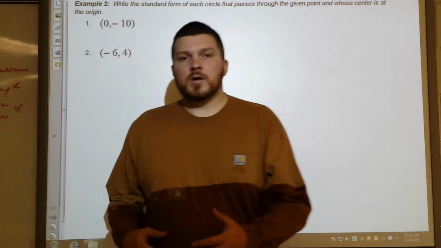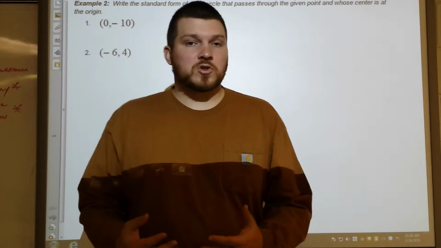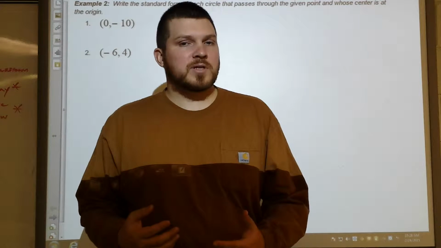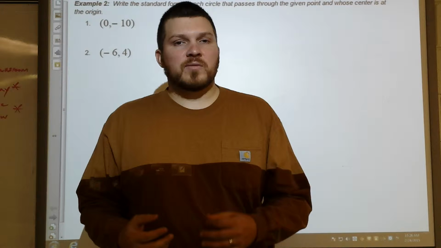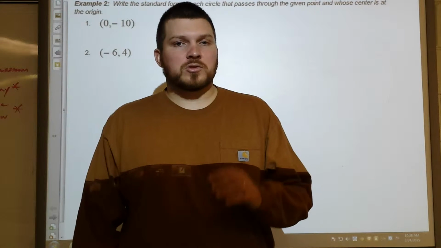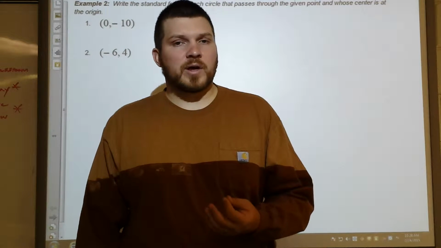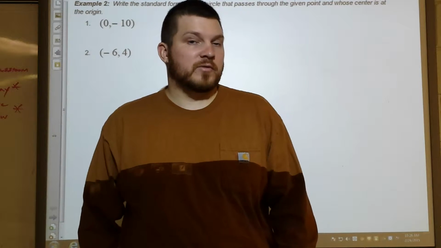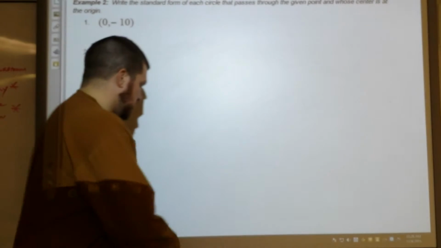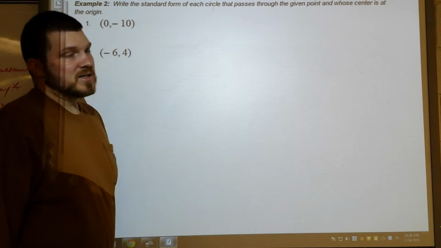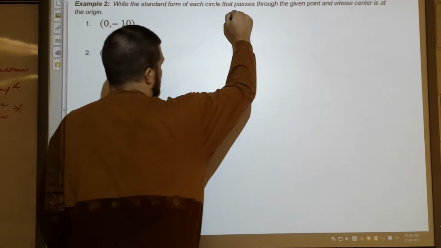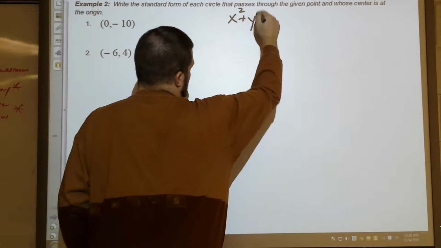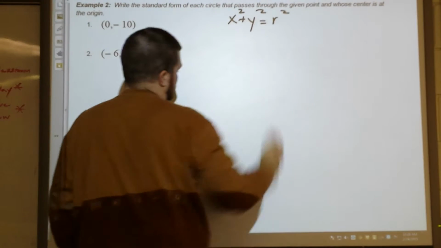In this particular video, we're trying to find the equation of a circle. Again, we're going to assume that the center is at the origin, but this time we're given a point that lives on the actual circle itself. So we don't have the radius, so that's something we're going to have to take care of before we do anything else. So since we're assuming that the circle has a center at 0, 0, we're going to use the rule x squared plus y squared equals r squared.